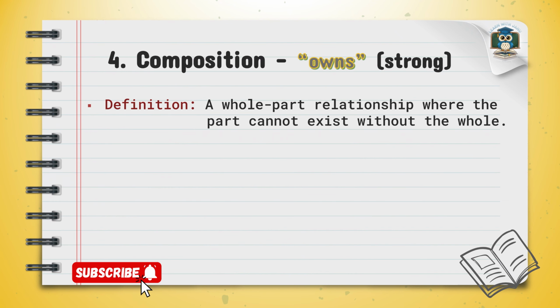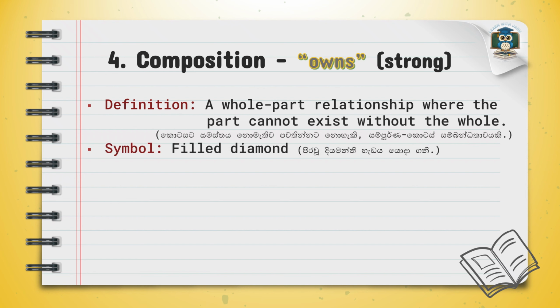So let's move to the fourth one. It is composition. We can say it is an owns relationship. This is the definition of the composition relationship. The composition relationship is a strong relationship. It is a whole-part relationship where the part cannot exist without the whole.